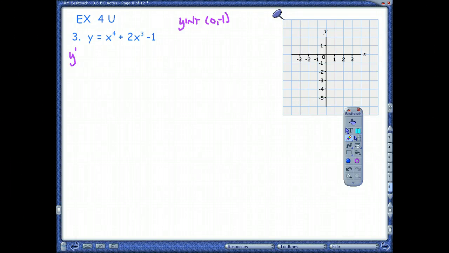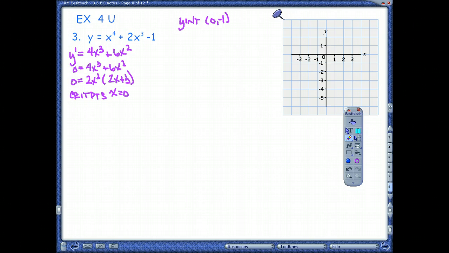So first off, we'll find the first derivative. The first derivative is going to be 4x to the third plus 6x squared. I want to find my critical points, so I'm going to set this equal to 0, showing that I know how to find a critical point. As I do that, I'm going to factor out what they have in common. So 2x squared, that'll give me 2x plus 3. So I have two critical points: x equals 0 and -3 halves.